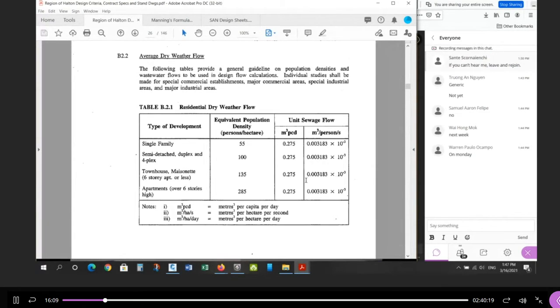What's the minimum slope on a road? How do you size your sewers? What's the average sewage flow, and so on. So you know what you're looking for. It's just a matter of navigating through the document and knowing that there's a document to go by. There's a standard somewhere.